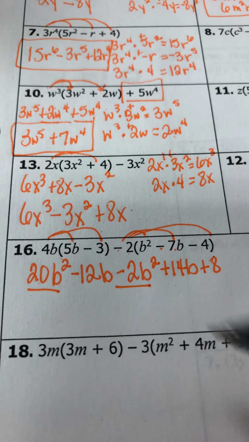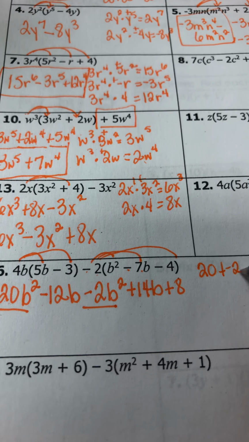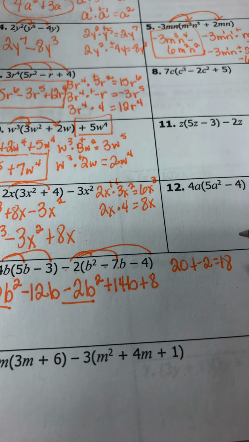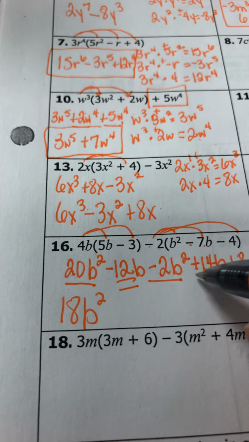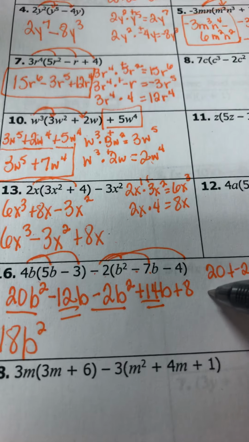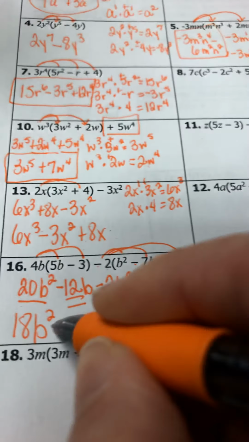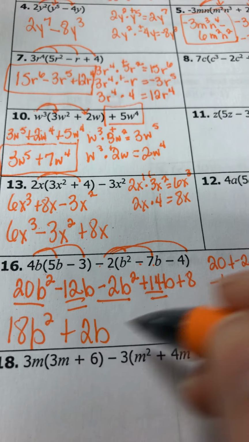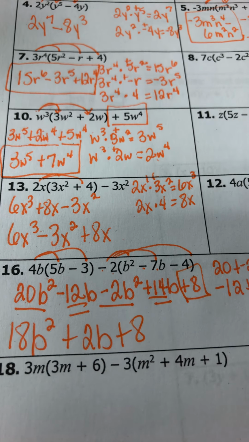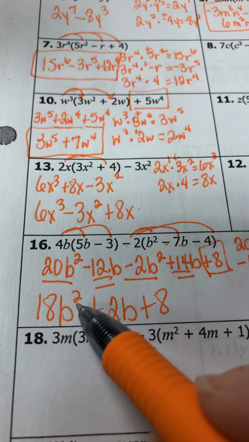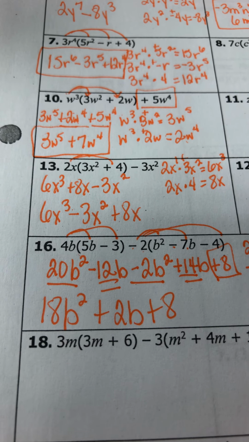20b squared and negative 2b squared. So add them together. 20 plus negative 2 is positive 18. So that's going to be 18b squared. Then look at your b's. You've got negative 12 plus 14. That's positive 2. So positive 2b. And then the last thing that you should write is your constant term. So we have degree 2, so that's quadratic, 1, 2, 3, trinomial.